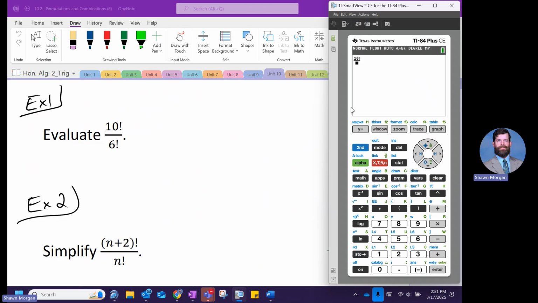Now, if you've got an older calculator, like Grant, you and I've talked before, you're going to go the math menu route. So you're going to go for 6. Math, left, 4.